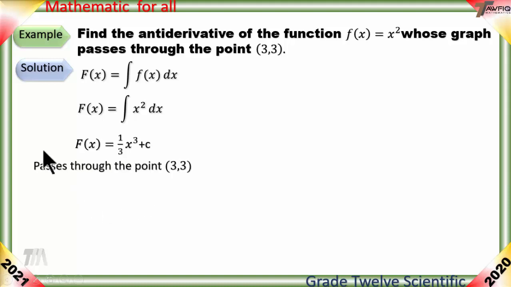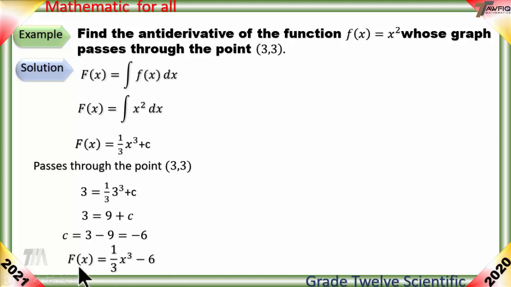And now this function is passing through the point (3, 3). That means x is 3 and capital F is 3. So substitute 3 in place of x and 3 for F of x. It becomes 3 is equal to 1 over 3 times 3 cubed plus c. Simplifying it, c is equal to minus 6. And now substitute minus 6 in place of c. It becomes f of x is equal to 1 over 3 x cubed, and in place of c we are adding minus 6.